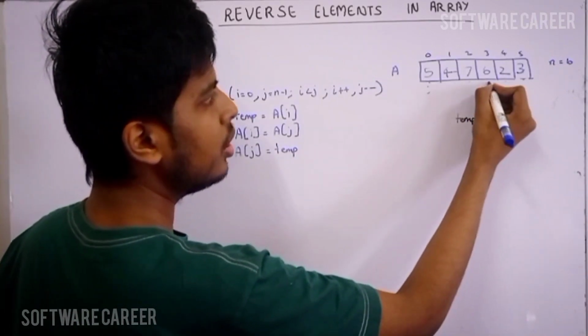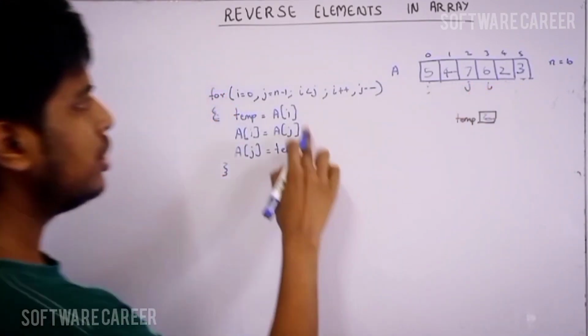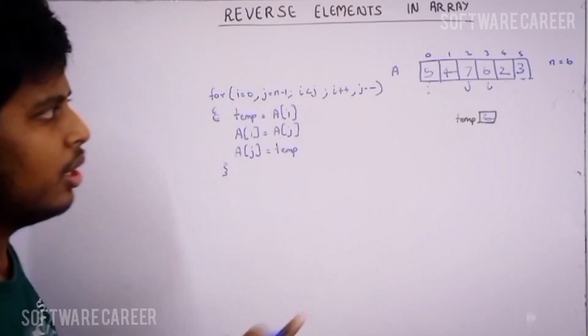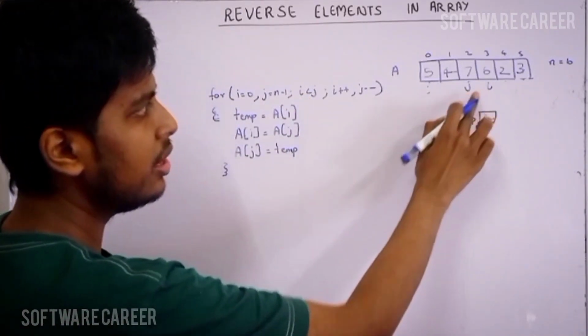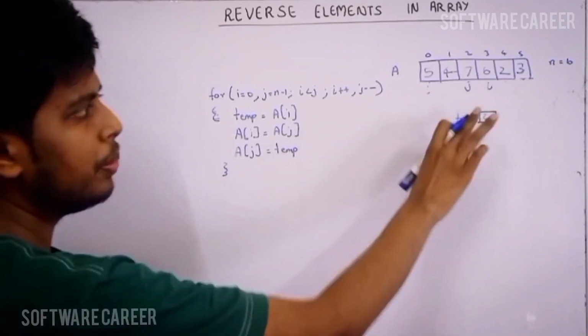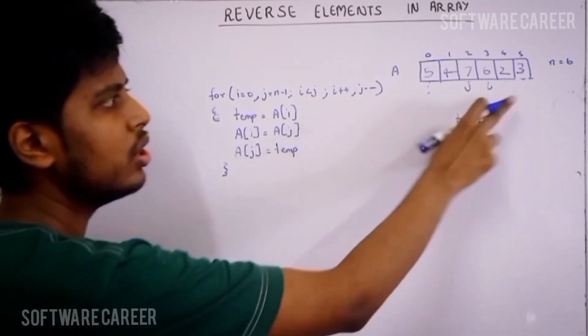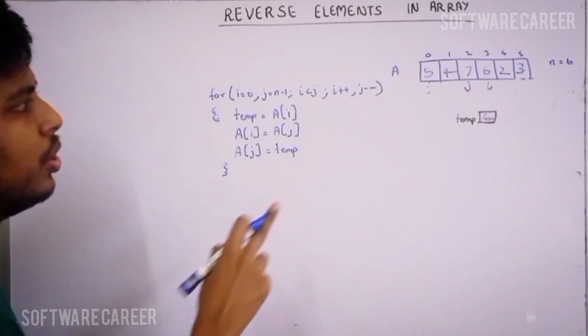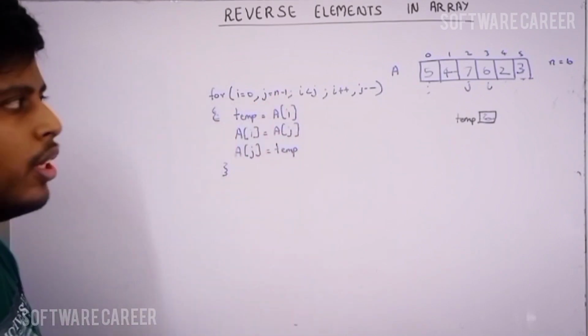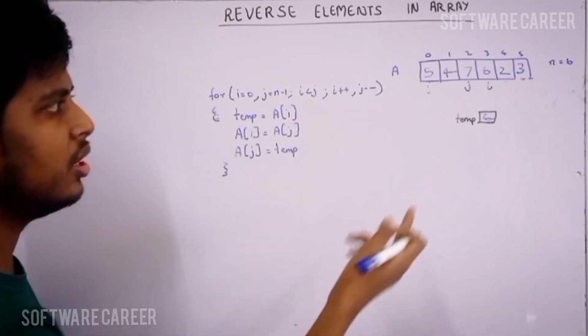Now i will be here, j will be here. Now see the condition: i should be less than j, but i is greater than j. So you should stop here. And now see, the array got reversed. This is how you should write the code. This is the second method for reversing the array.